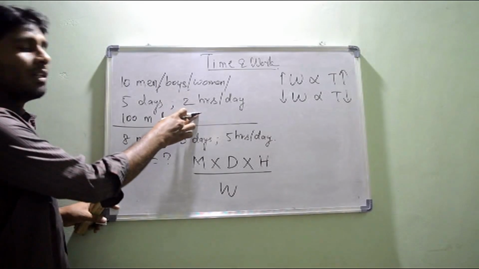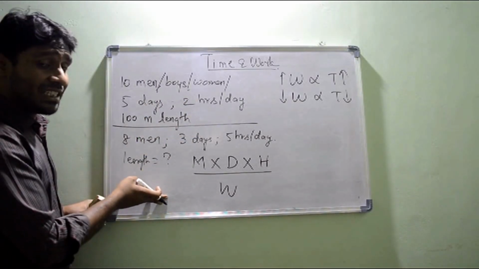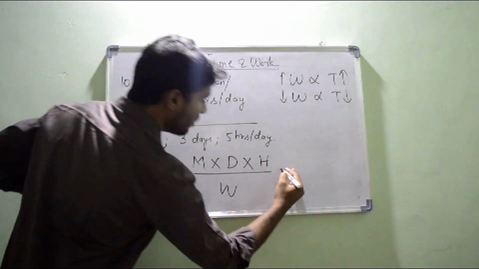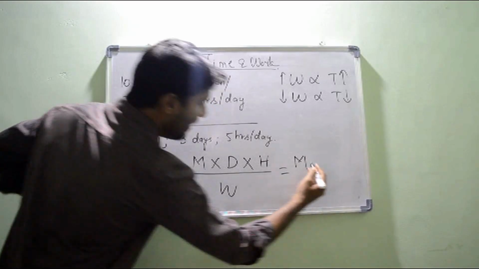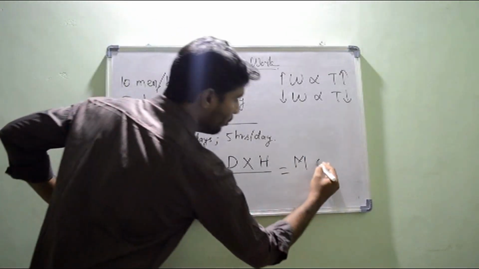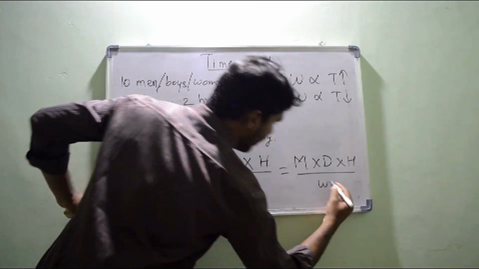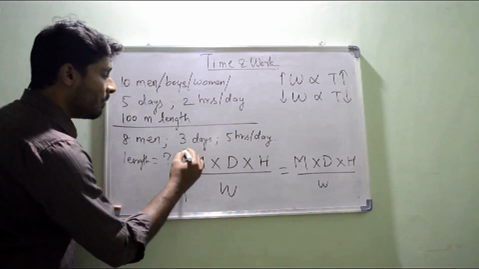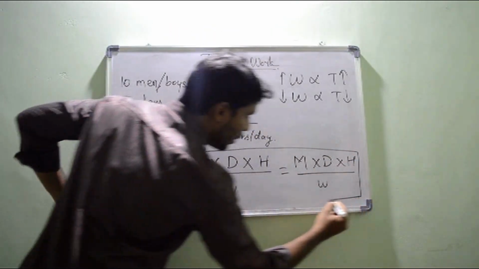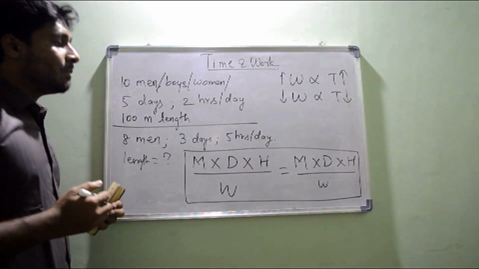This is for the first set of people, and for the second set of people I can go for the same concept. This is always equal to the number of men in the second case into days into hours divided by work. This is a very simple formula I can frame from the proportion of time and work, and I can simply solve the answer.